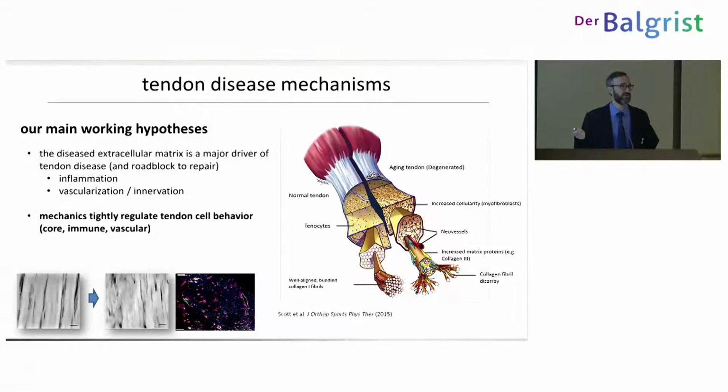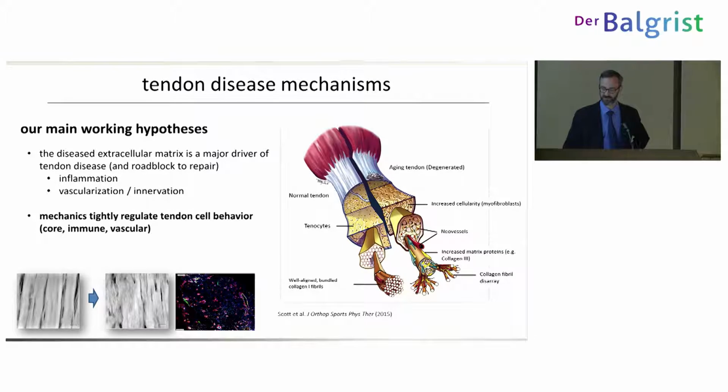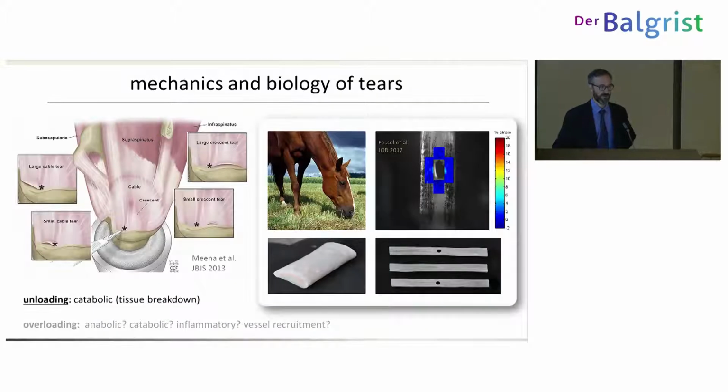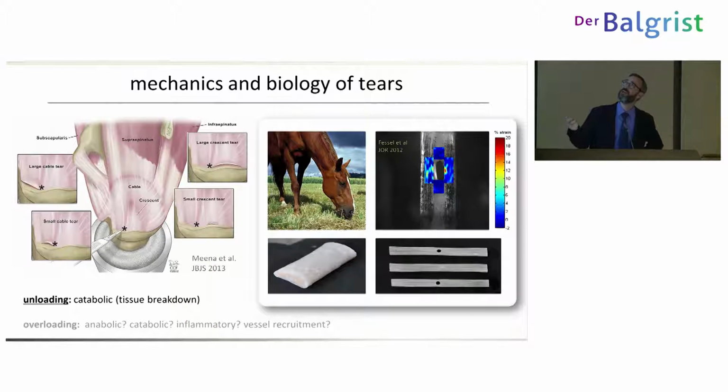I'm a mechanical engineer who's doing a lot of biology, so I'm interested mostly in how mechanics are regulating these kinds of processes. So I'm going to talk today a little bit just about the mechanics and biology of tendon tears. This is a nice representation of the different places that tears can happen in the rotator cuff.